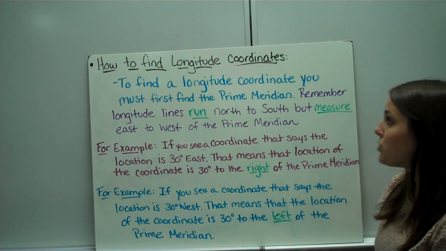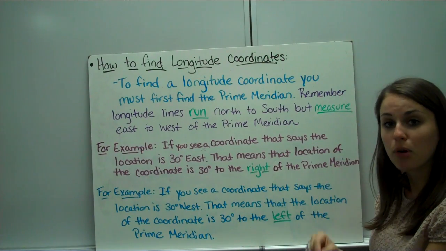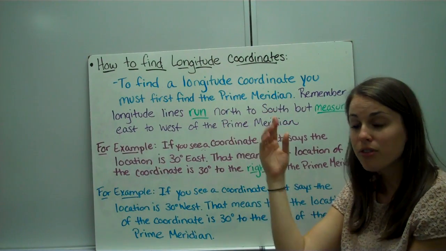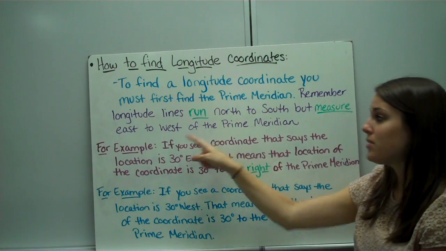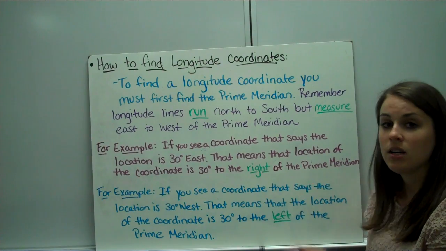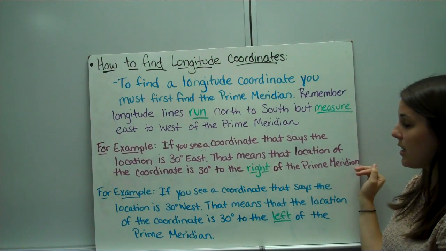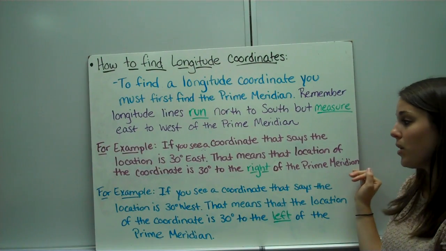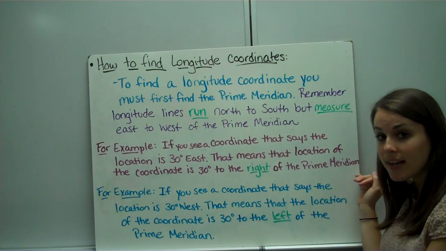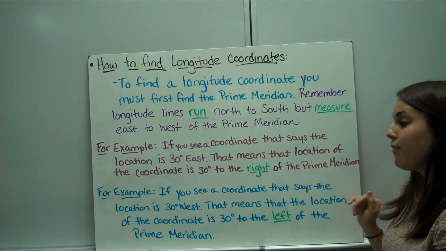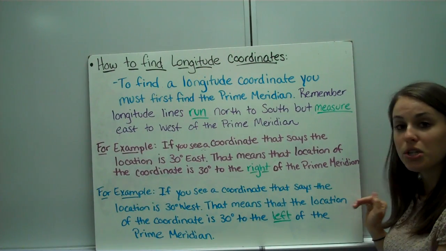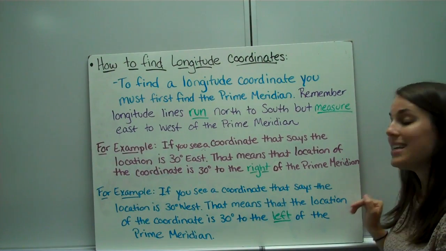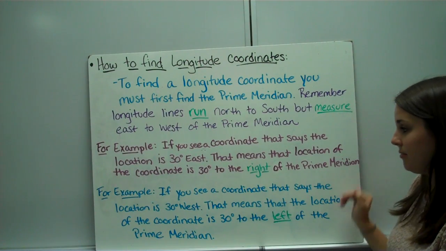To find a longitude coordinate, you must first find the prime meridian. Remember that longitude lines run north to south, but they measure east to west of the prime meridian. So for example, if you see a coordinate that says the location is 30 degrees east, that means that the location of that coordinate is 30 degrees to the right of the prime meridian. If you see a coordinate that says the location is 30 degrees west, that means that the location of the coordinate is 30 degrees to the left of the prime meridian.